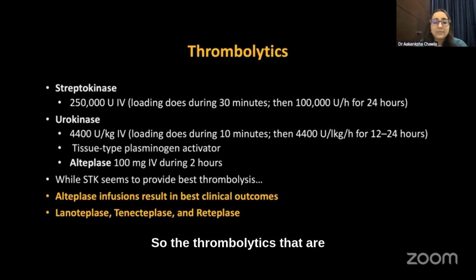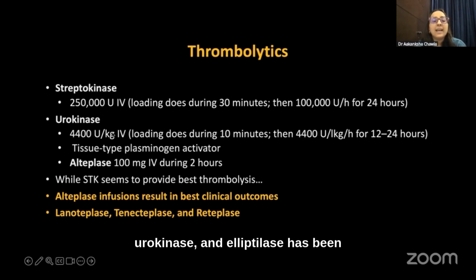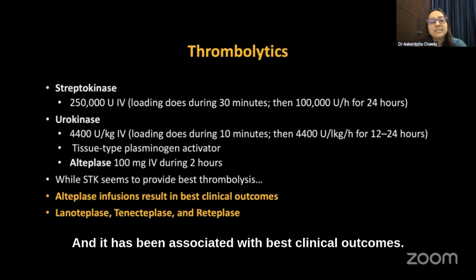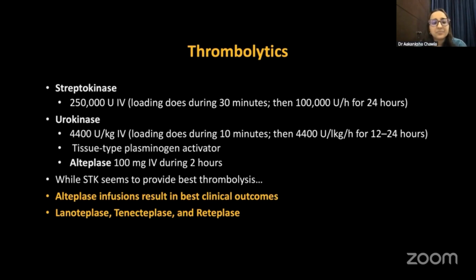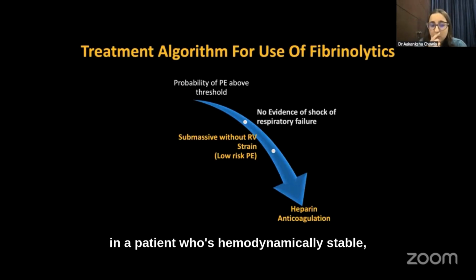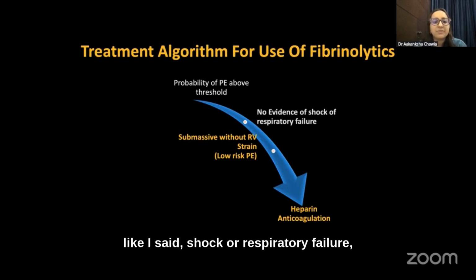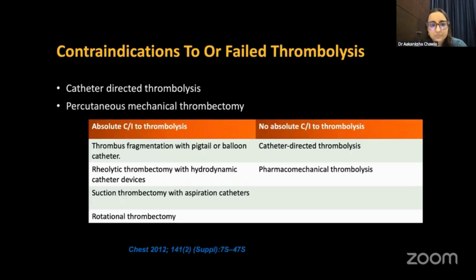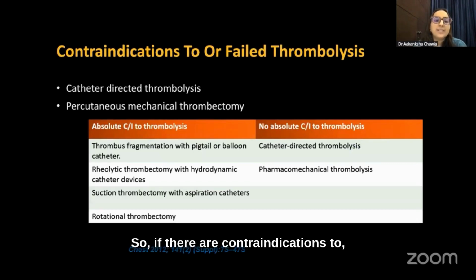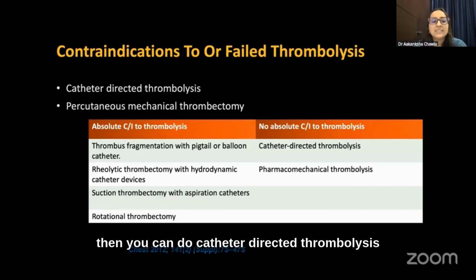The thrombolytics that are used are streptokinase, urokinase, and alteplase, which has been more commonly used and has been associated with the best clinical outcomes. In a patient who's hemodynamically stable and there is no evidence of, like I said, shock or respiratory failure, submassive without RV strain, then you give these patients heparin anticoagulation. This is your hemodynamically stable patient. If there are contraindications to thrombolysis, or there is a failed thrombolysis, then you can do catheter-directed thrombolysis or percutaneous mechanical thrombectomy.